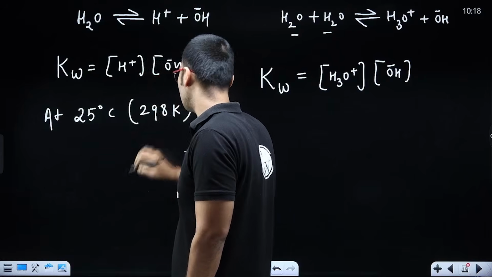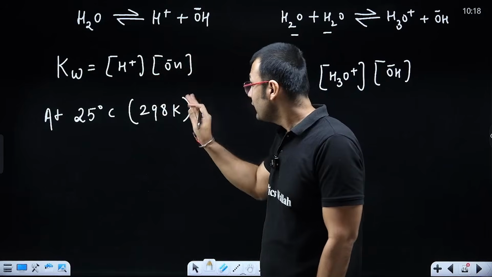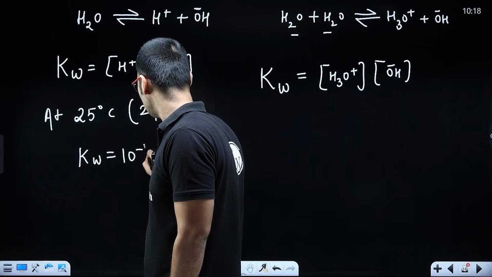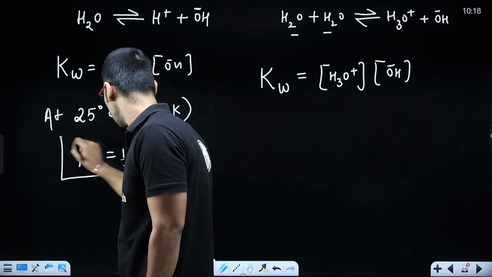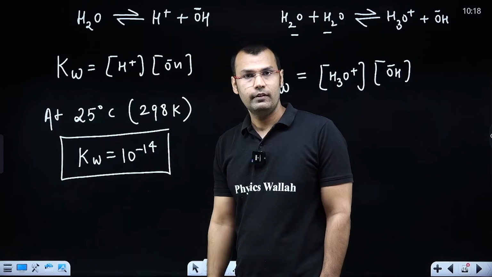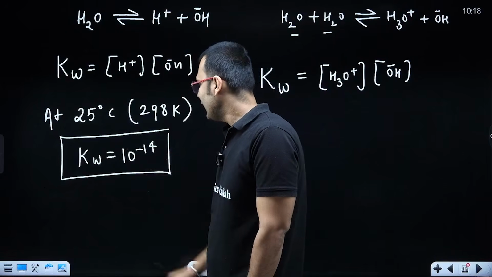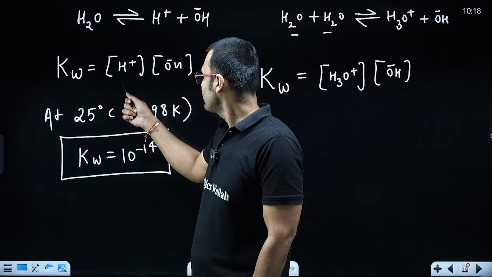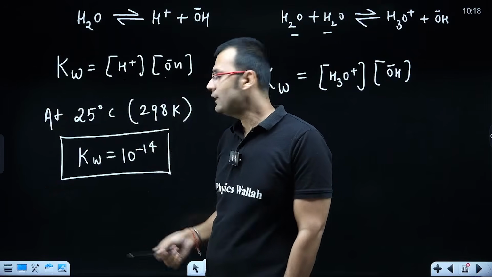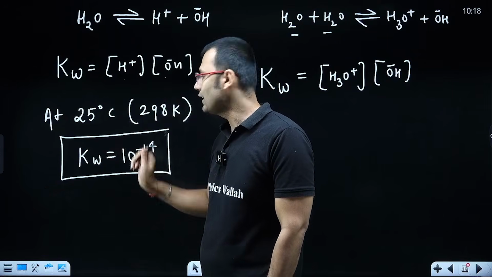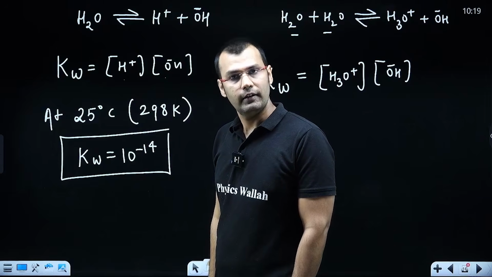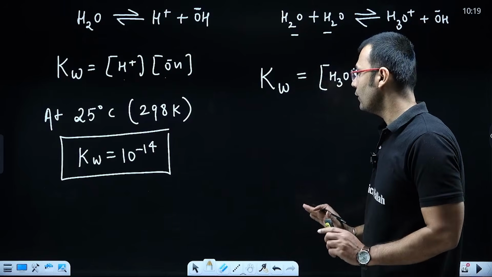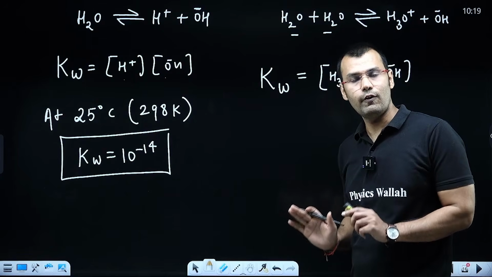So at 25 degrees C or 298 Kelvin, the dissociation constant of water has a fixed value which is 10 to the power minus 14. Please remember that always throughout the chapter. And if at 25 degrees C, the Kw is 10 to the power minus 14, that means concentration of H plus into OH minus will be 10 to the power minus 14 at 25 degrees C. Correct? So at least the dissociation constant of water you need to remember always for this chapter.